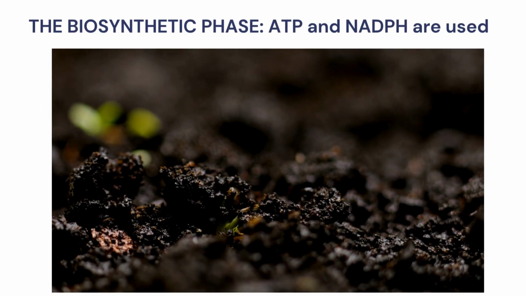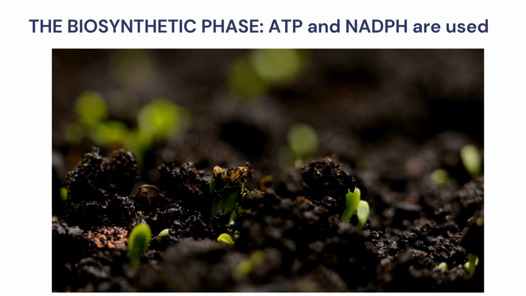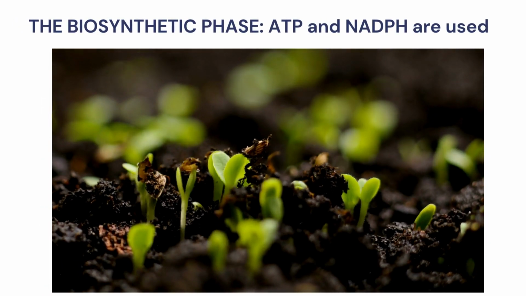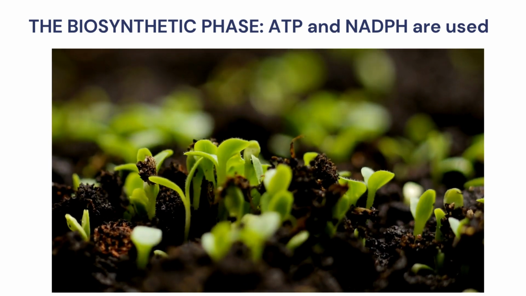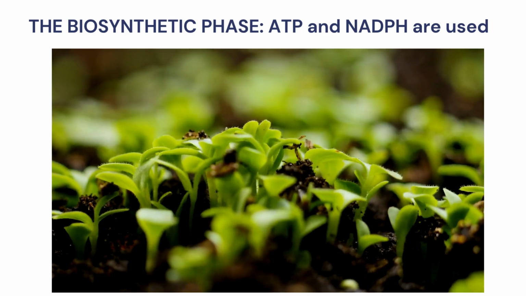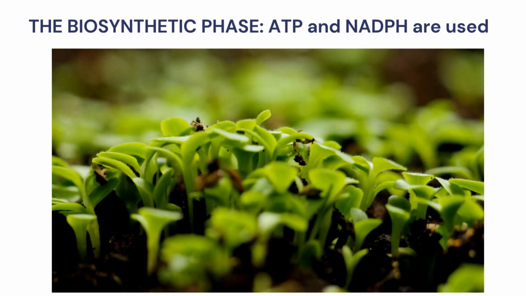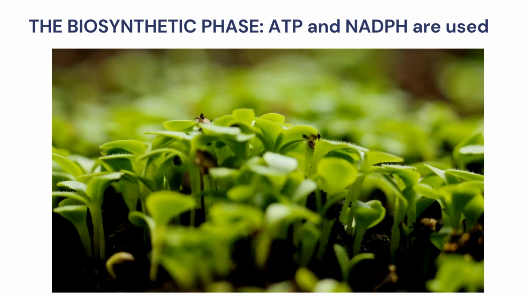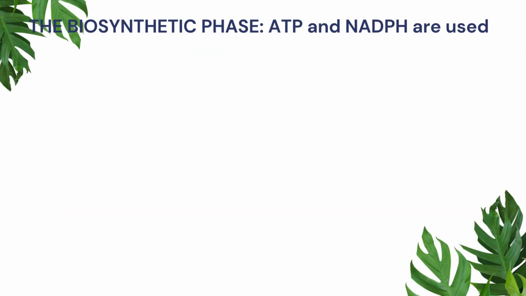We just learned how plants use light to make energy in the form of ATP through the chemiosmotic hypothesis. Now, let's move on to the next part, where the plant actually uses that energy to make food. This next stage is called the biosynthetic phase, or the light-independent phase. What is the biosynthetic phase?